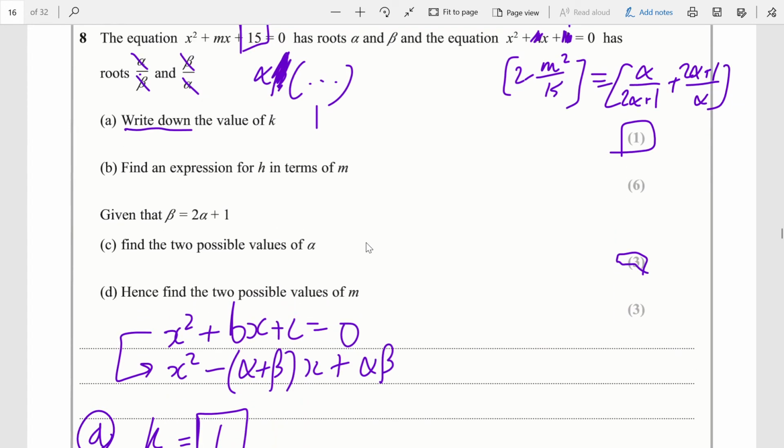And so there we just got a quadratic, we factored it, we solved it, we find two values of alpha and two values of m based off two values of alpha with the expression for m in terms of alpha that we found, which was m is minus 3 alpha minus 1.